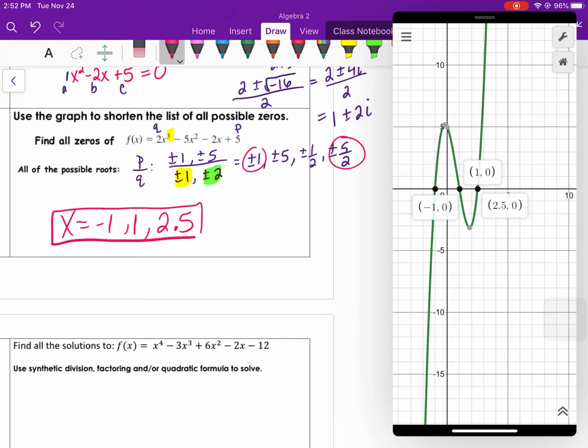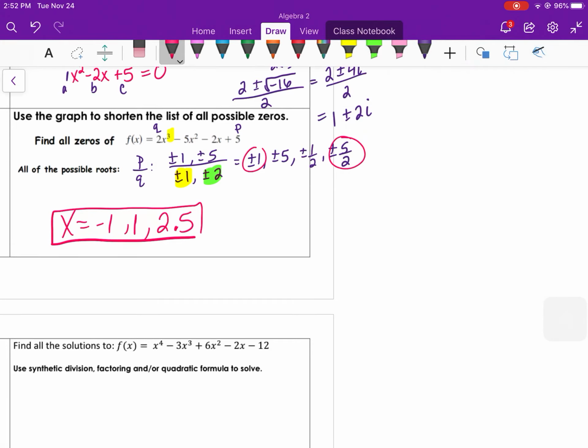I know that it's a cubic. It has to have 3 answers. I'm given all 3 with my graph. So this one has 3 real solutions, which means there's no imaginary solutions. So then you're done for that problem. So sometimes you can use the graph to find all the solutions.